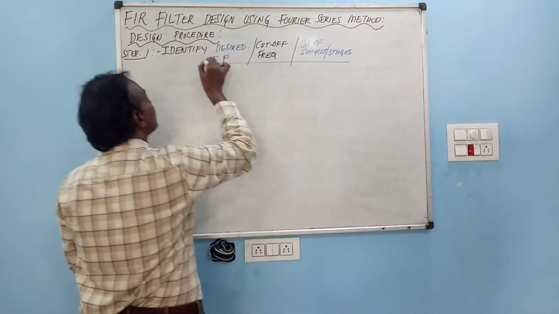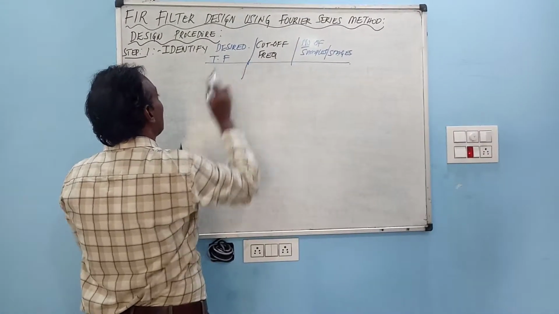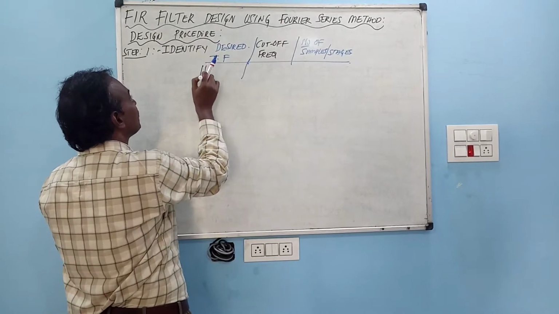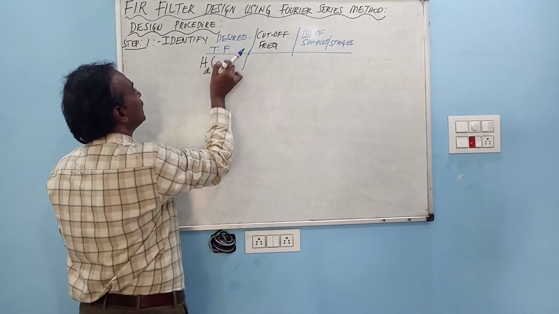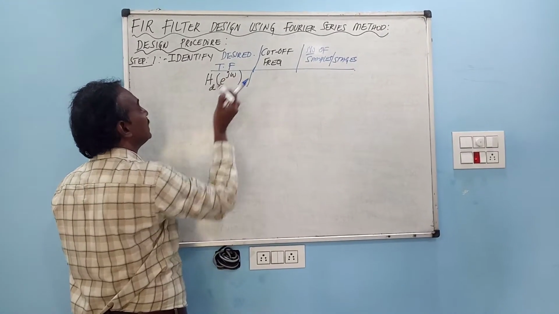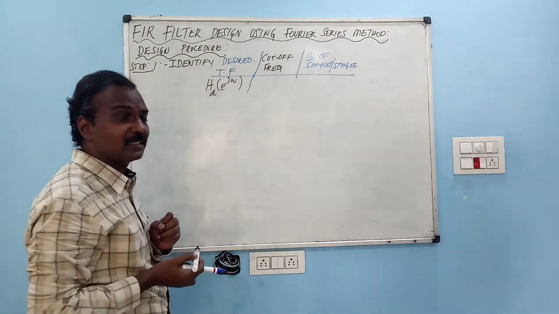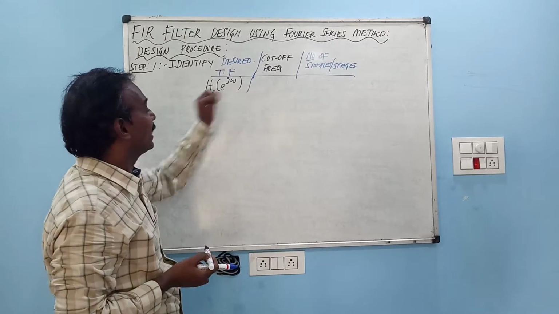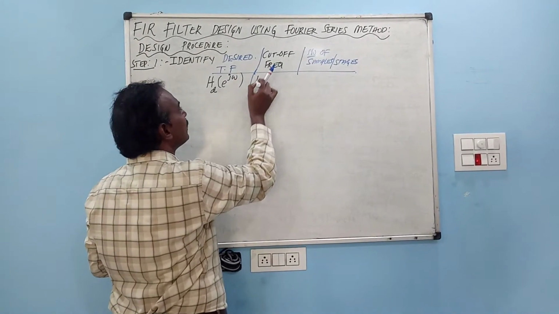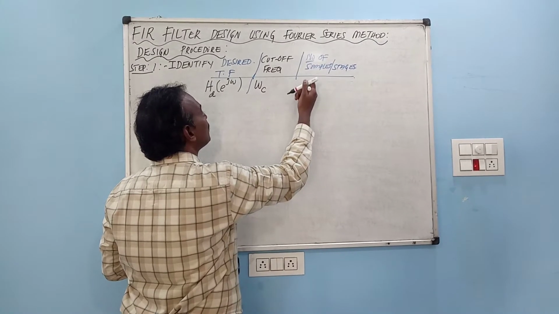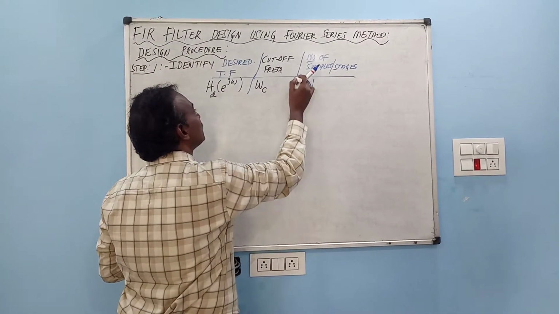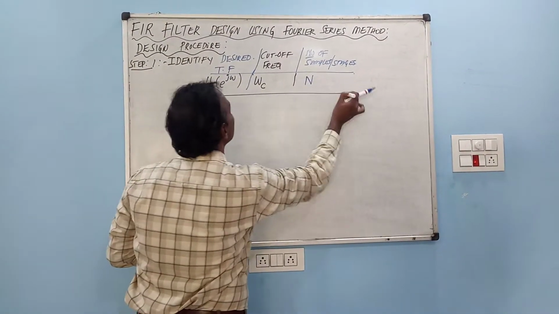Okay, so desired transfer function, we write it as transfer function is denoted by capital X. So desired I denoting by D. So this transfer function is continuous in frequency domain, so omega. So cutoff frequency we know it is omega c, and number of samples we know it is total number of samples are n. So this is the first step.